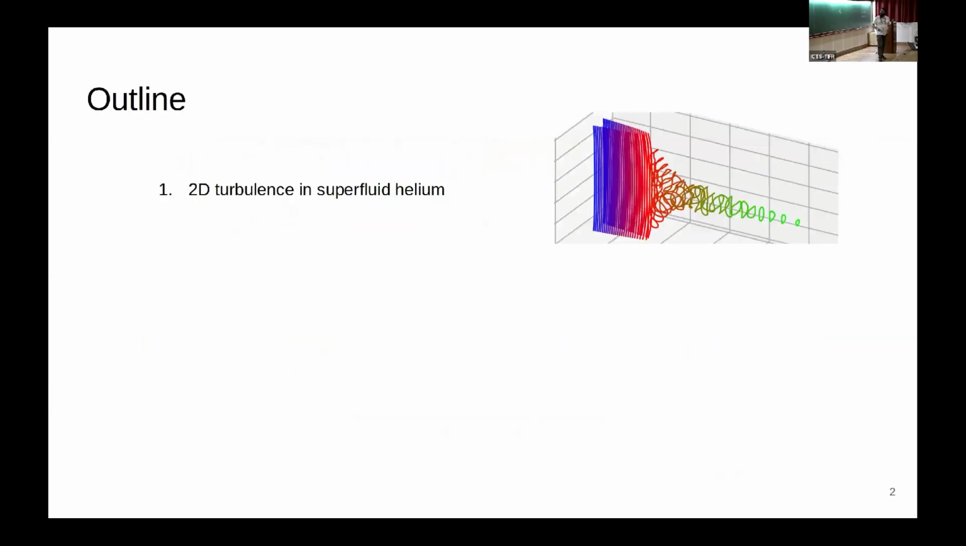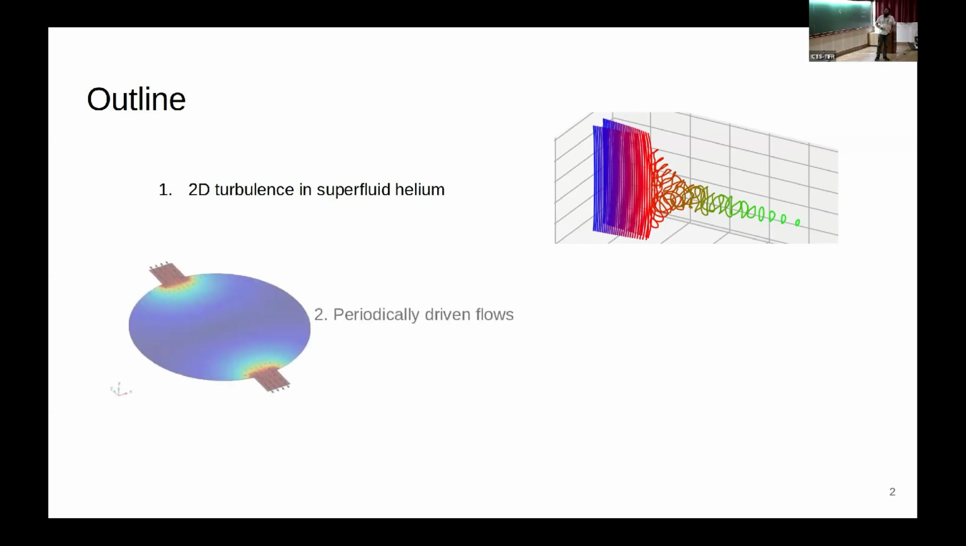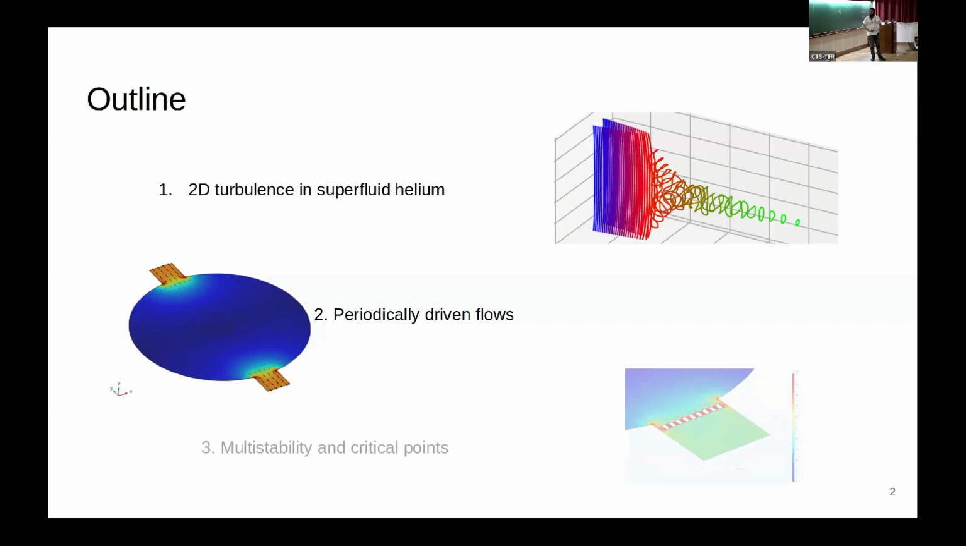My outline is that first I'll talk about whether two-dimensional turbulence in helium is possible at all, since the small scale in helium is very small. Next, how do we actually experimentally realize them with periodically driven flows? And then look at what I actually promised in the title, multi-stability and critical points.